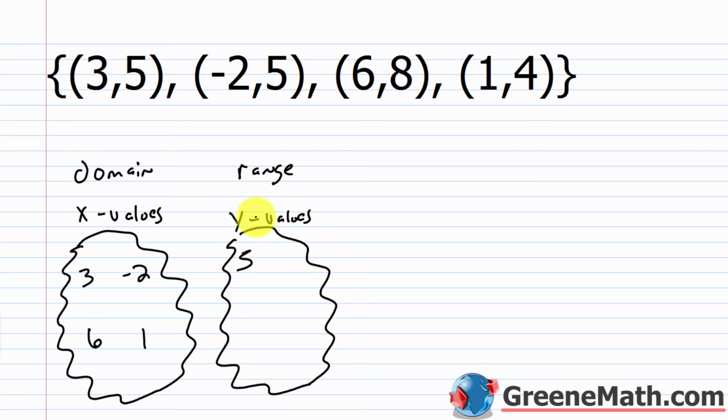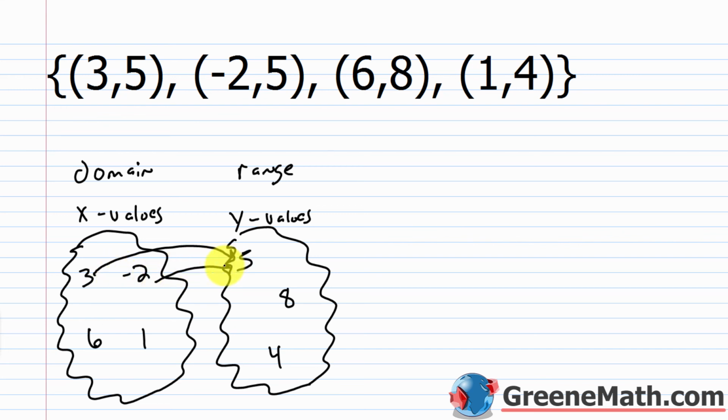So you have 5, and that's duplicated, so I just put it once. You have 8, and you have 4. So again, for each x, there can be one y. So if I leave from 3, I know I'm going to 5. So there's a clear association. If I leave from negative 2, I know I'm going to 5. Again, it's okay that two different x's go to one single y.